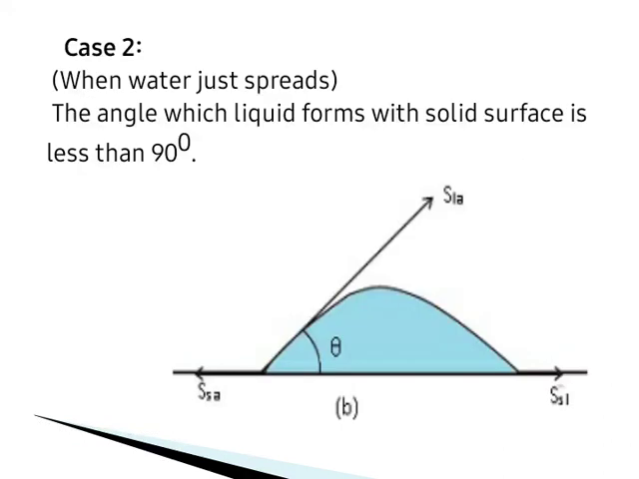And the second case is when water just spreads. Here, the angle which the liquid forms with the solid surface is less than 90 degrees. Since the angle made by SLA with respect to SSL is acute, the water will spread over the solid surface.